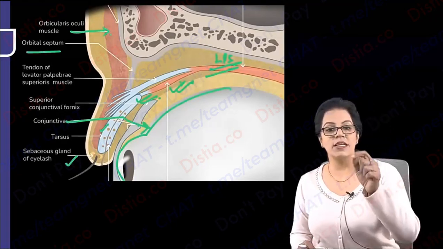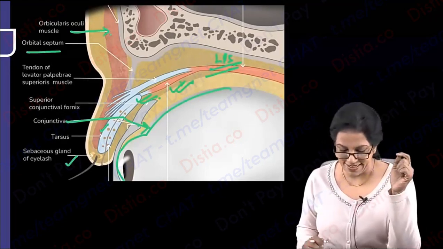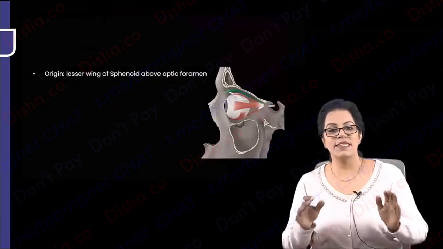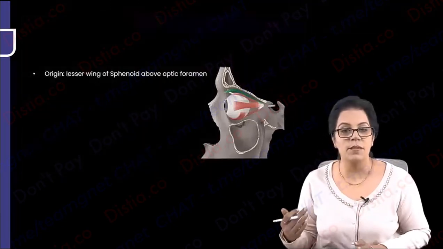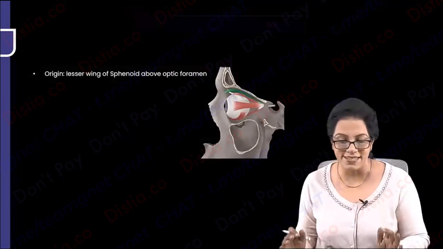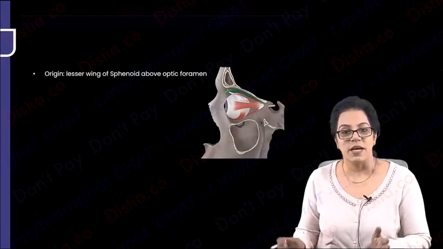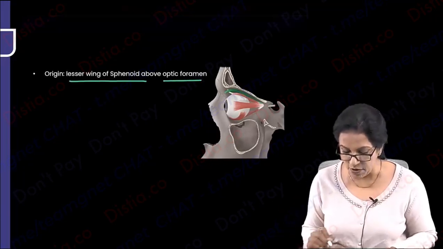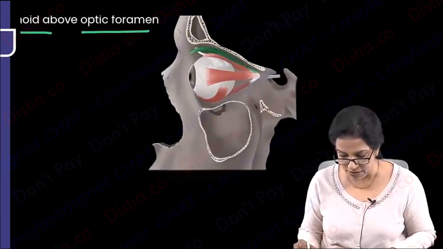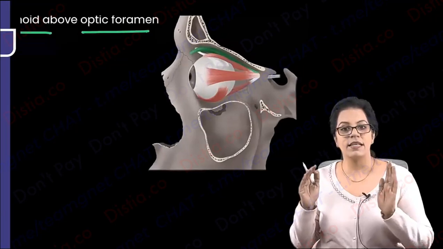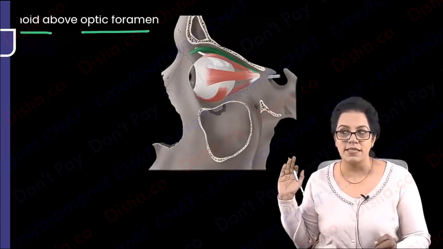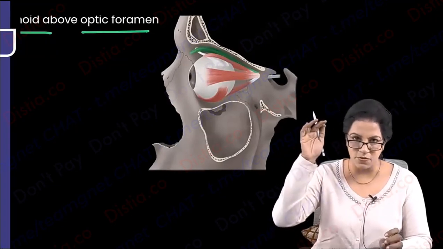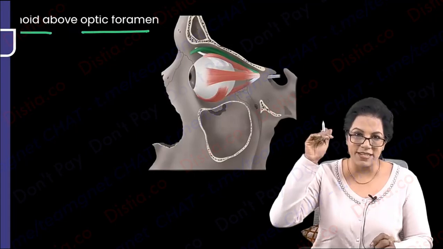So we are actually looking at the same diagram again, just so that we are absolutely clear. Once we are clear with this basic information, a little bit more about the LPS muscle needs to be mentioned. So LPS arises from the lesser wing of the sphenoid above the optic foramen. This green one is your LPS. Now think and listen to me. The LPS is arising from the apex of the orbit, from the lesser wing of the sphenoid, right? The lesser wing is part of the roof. From there it is moving in front.